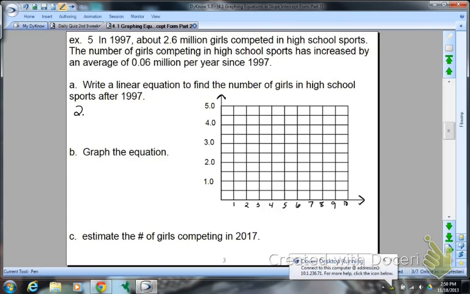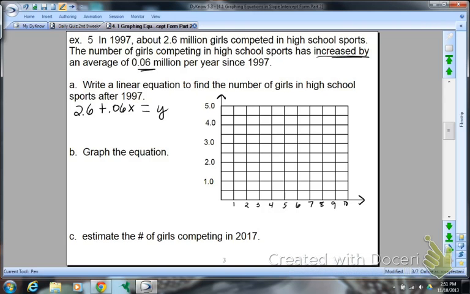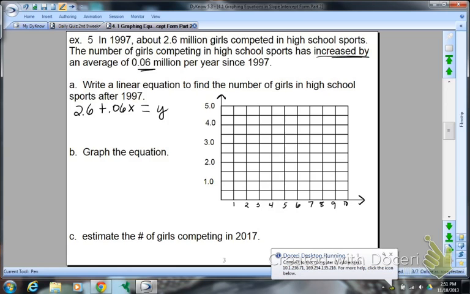2.6 million. So we're going to write 2.6. Then it increased by 0.06 million per year. Do we know how many years we're talking about here? No, but for every year it increased by 0.06. So increase means plus 0.06 per year. We're going to let x stand for the number of years, and y would be the total number of girls. They didn't tell you what variables to use, so I used x and y.